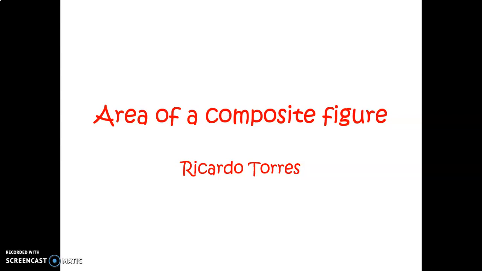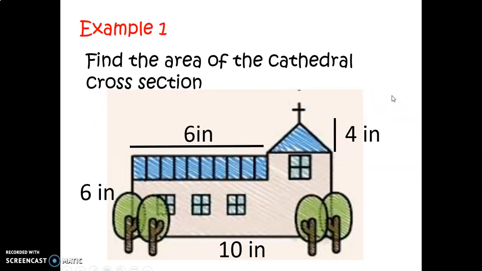So let's start with an example, and I'm going to start with one that is really simple, and I'm going to use integer numbers for you to understand a little better. Then we're going to work with fractions. So in this example, what we are going to do is find the area of the cathedral cross-section. When we're talking about a cross-section, we mean a flat figure. We are not meaning a 3D figure. So it's like you are seeing this cathedral, only this part that you can see in here.